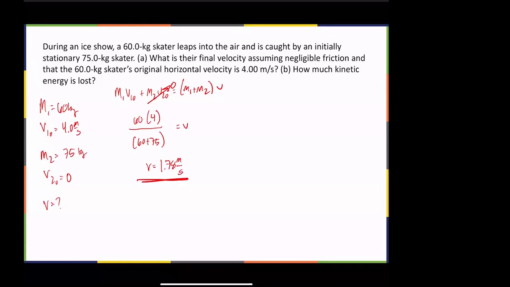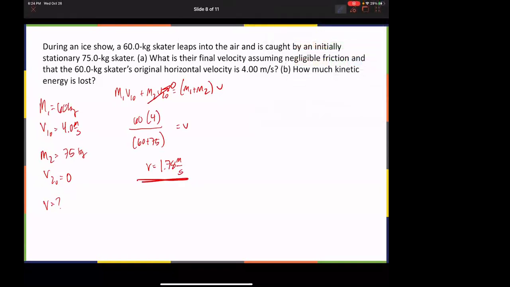So that's the final velocity of the whole system. Part B says, how much kinetic energy is lost? Well, delta K equals K minus K naught.